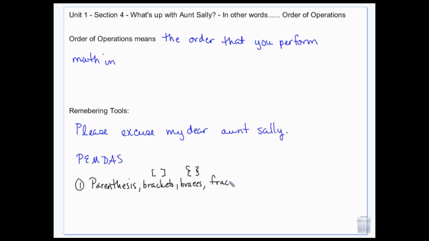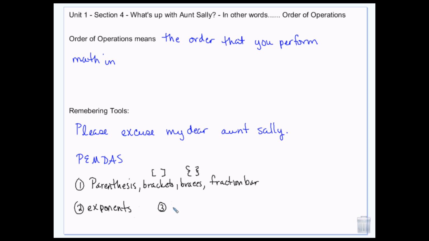That's what the line in a fraction is called. It's called a fraction bar, and sometimes you'll have like addition on top of a fraction bar and subtraction on the bottom. So you do that first and then you do the division. So any grouping symbol. Then the second thing you do is exponents.